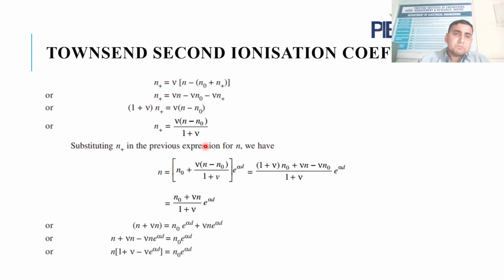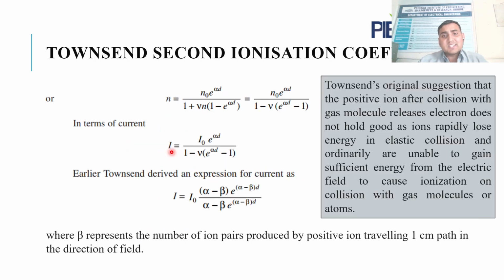Now, in this correlation we want to know how many electrons are created by the positive ions. After simplifying, we will see that n, the number of electrons, where n0 is the initial electrons from the cathode side, is equal to n0 e to the power alpha d upon 1 minus gamma times (e to the power alpha d minus 1), expressed in terms of current.